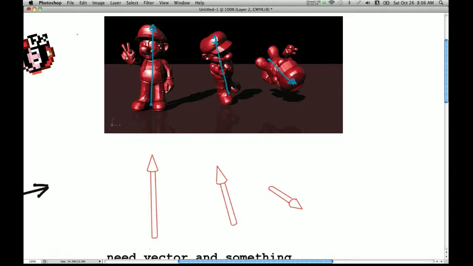But that doesn't give us enough information because we also need to know which direction Mario's nose is pointing. So the way that we're going to deal with it is we're going to use a plane, and we're going to call this the orientation plane. So we would have Mario orientation plane something something. That would just be our class attribute.